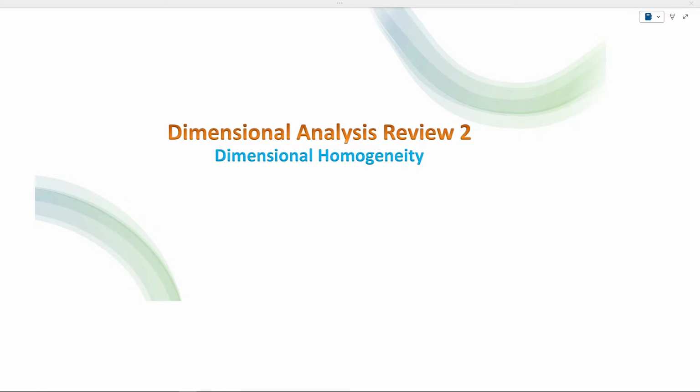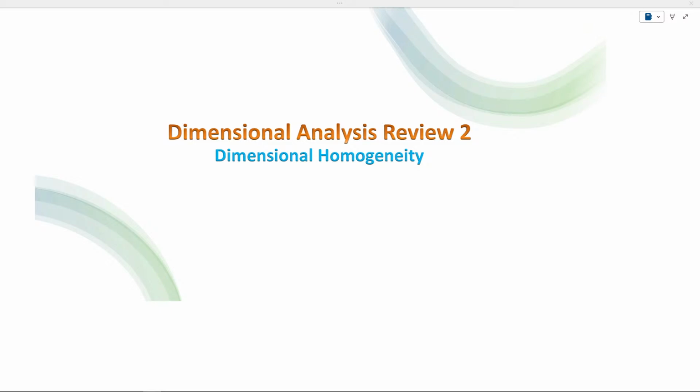Welcome to part two. You might have heard before that you cannot add apples and oranges. Actually, this has a more general rule in physics, which is called dimensional homogeneity. As you cannot add apples and oranges, similarly in a physical equation, you cannot add two terms that do not have the same dimensions.